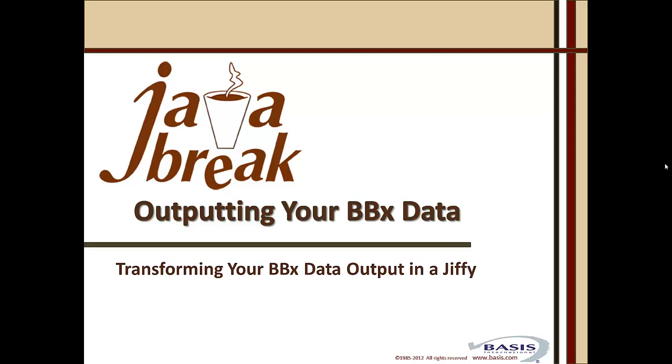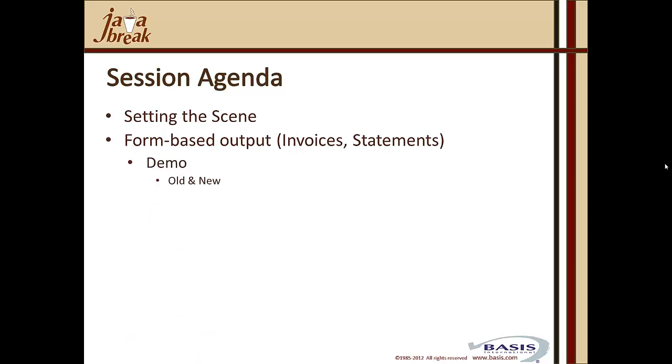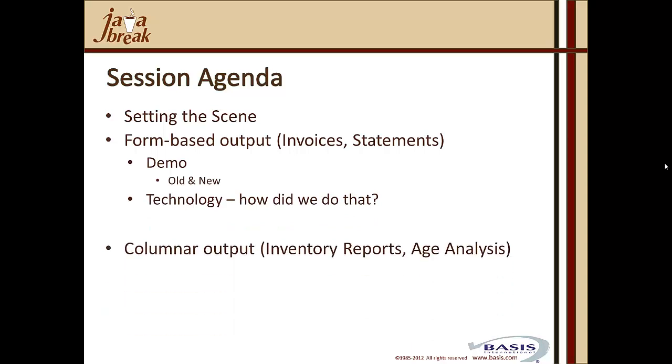Let's have a look at the agenda. We're going to start off by setting the scene, giving some background as to the importance and the role that data output plays in one's modern application. We'll look at form-based output, items such as invoices and statements that either used to come on pre-printed stationery or have used third-party tools to modernize and make them acceptable for our demanding customers. We'll have a look at a demonstration of some old and new formats, and then we'll talk about the underlying technology. How did we do that?